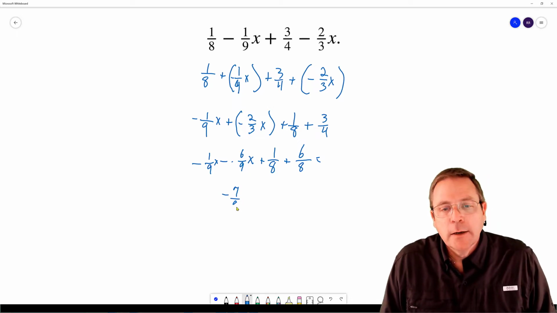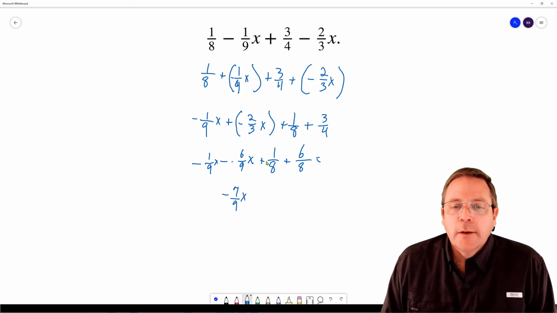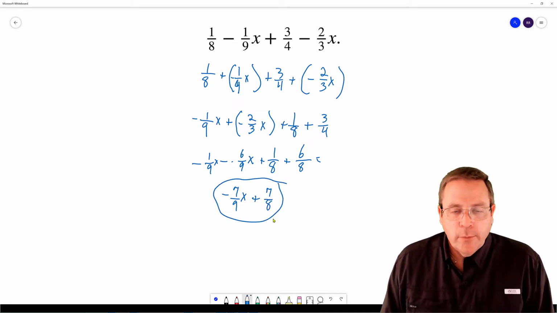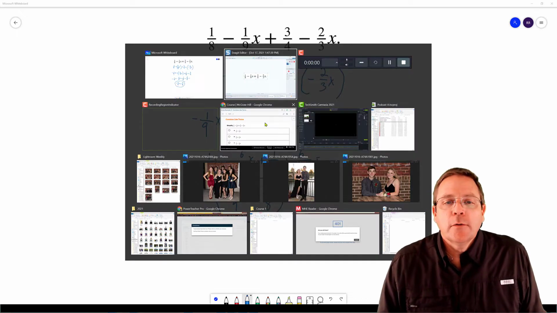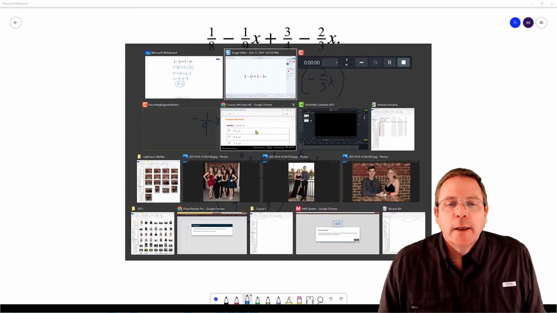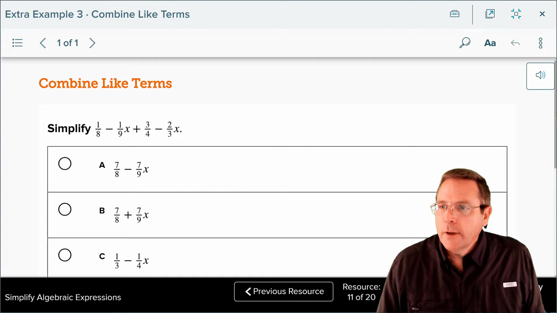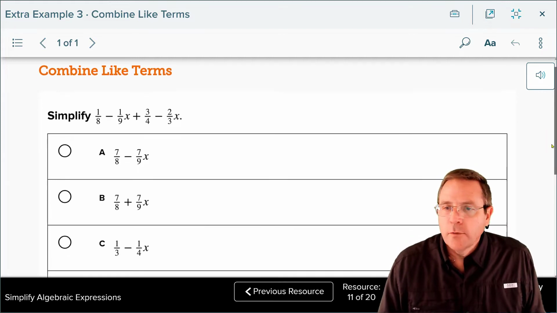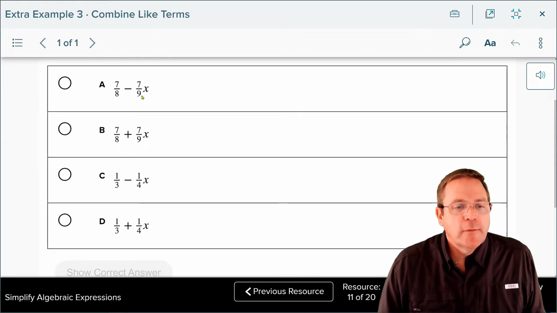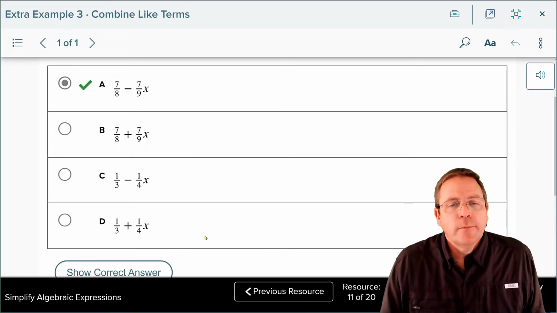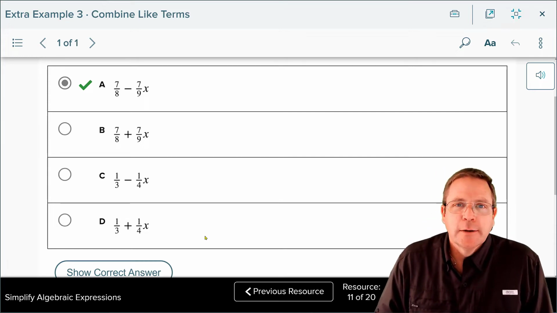That's an 8. I need a 9 there. X. And here, signs are the same. Find the sum again. Plus 7/8. Everything is a proper fraction, so that should be our final answer. So I have a negative, oh, they didn't do it in descending order like they're supposed to. But I have a negative 7/9 x plus 7/8. A is the one that matches that up there. Check our answer, and the answer does indeed check.